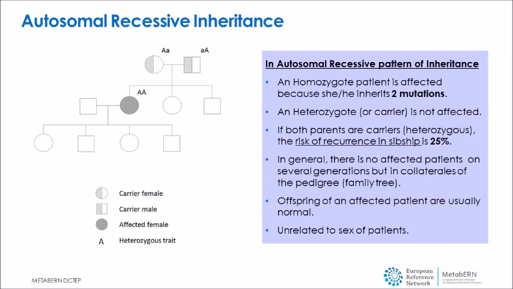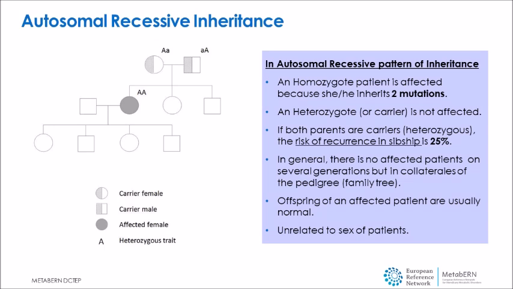When we draw the pedigree of a family with an autosomal recessive disease, as in this example, females are represented by a circle and males by a square. We observe that only the patient who inherits both mutated traits, represented by a big A on this slide, has the disease. And this patient is said to be homozygote. Carrier patients' parents are not affected and do not have symptoms. Of course, the couple of carrier parents has a 25% risk of having another affected child who will inherit two mutated traits.